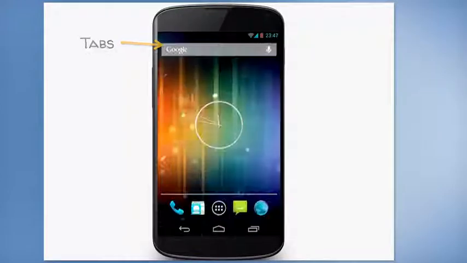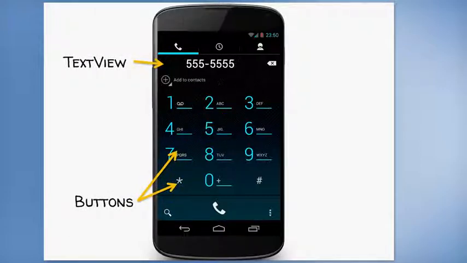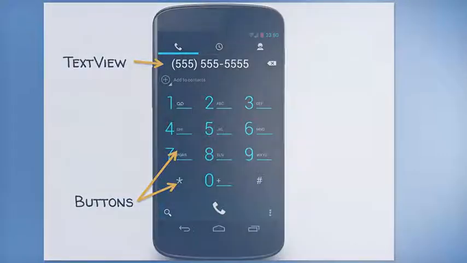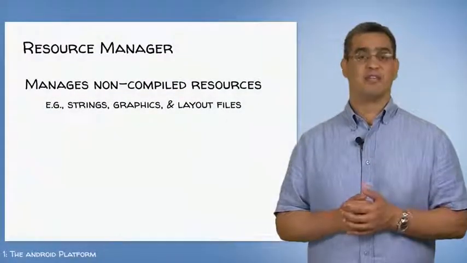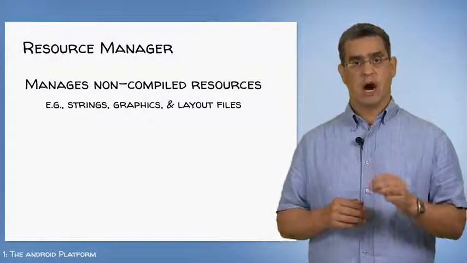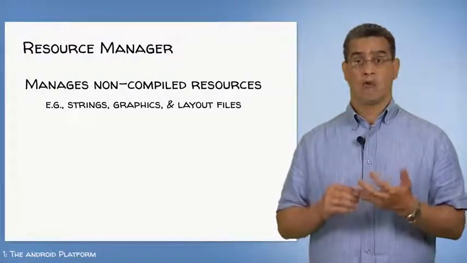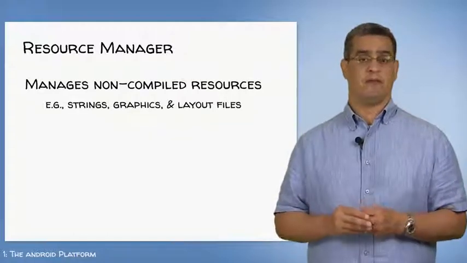Now, as I just said, when I select the Phone tab, I'm shown a user interface that mimics a phone keypad. That keypad is made up of view system components, things like buttons and text views. And the application will listen as I press these buttons and then respond by writing the corresponding digits to a text view to show me what number I'm dialing. The next application framework component is the Resource Manager. This component manages the non-compiled resources that make up an application, things like strings, graphics, and user interface layout files.